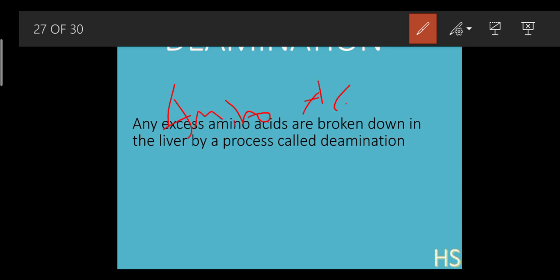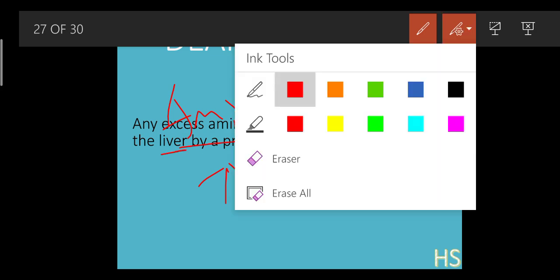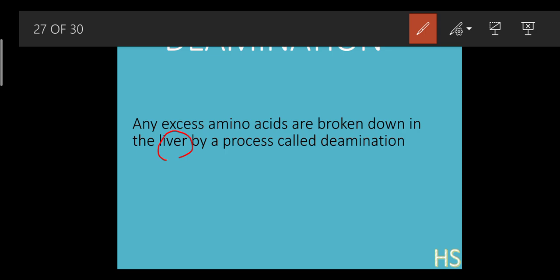Amino acids. So when there is too much accumulation, when there is an excess amount of amino acids accumulated in the body, where in the body? Exactly in the liver. Okay, exactly in the liver.